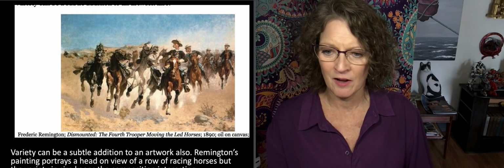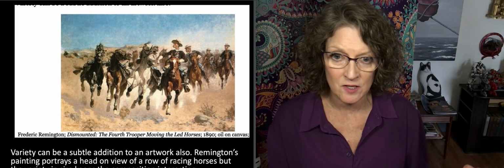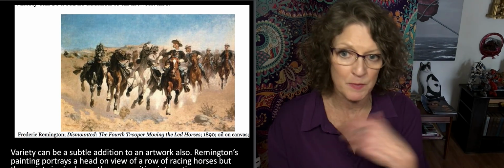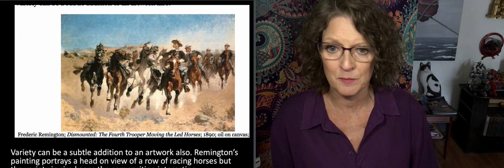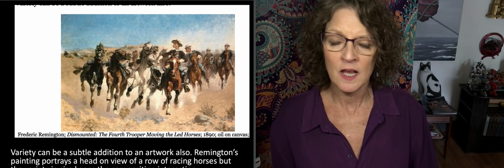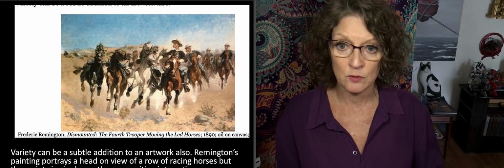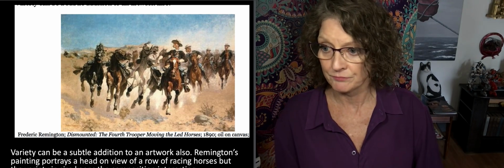Another example of variety, we have all these horses that are repeated. They're all running towards us, but each horse is a little different. Their legs are in a slightly different position. Some of them are closer to us than others. It's unified in that the horses are repeated, but it's varied in that the horses are not all the same.